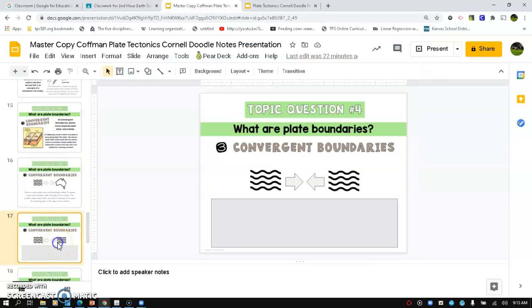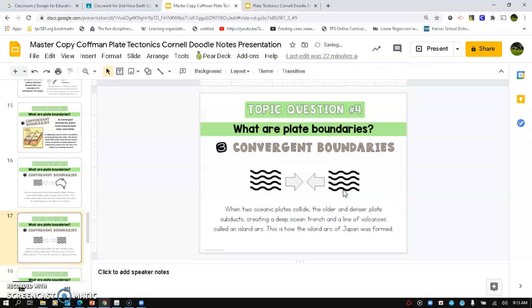So what happens when I have oceanic versus oceanic and they're coming together? Well, that is another battle. When two oceanic plates collide, the older and denser plate subducts, creating a deep ocean trench at the line of the volcano. It's called an island arc. This is how the island arc of Japan was formed.